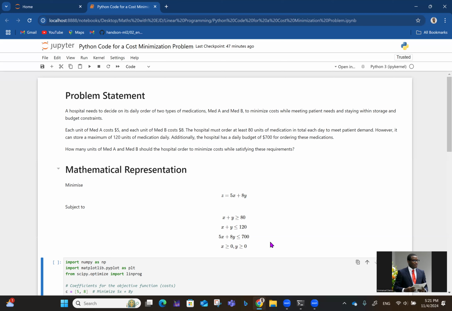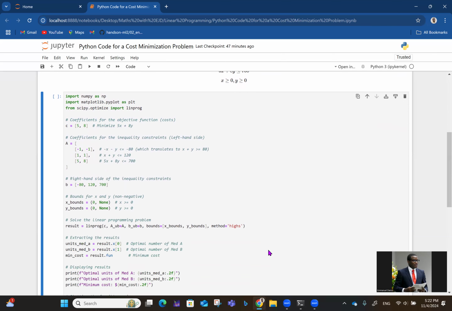And of course, we have the non-negativity constraint because you cannot order -4 units of Med A or -7 units of Med B. So that's why X and Y are both greater than or equal to 0. Those are the non-negativity constraints. So now, let's see how the implementation looks.